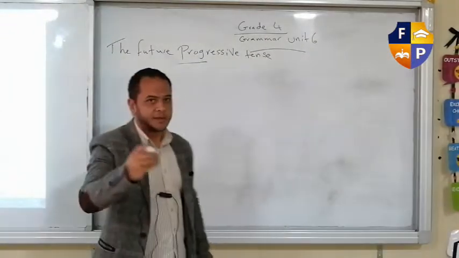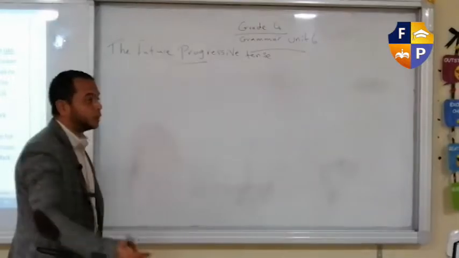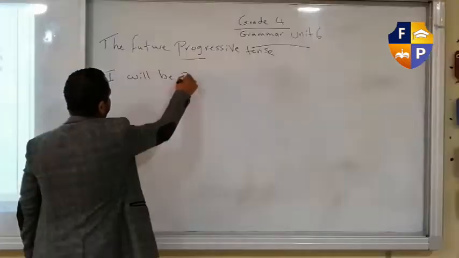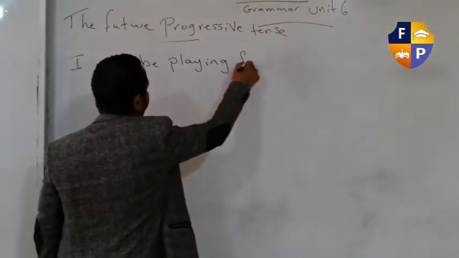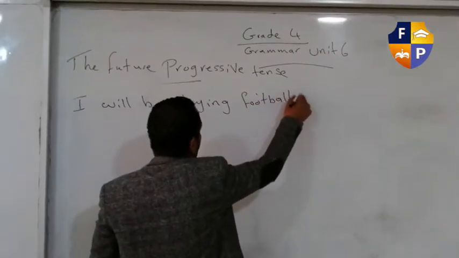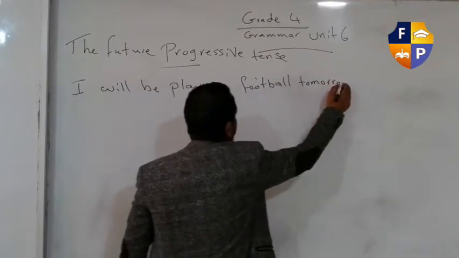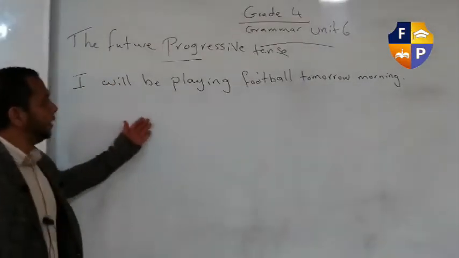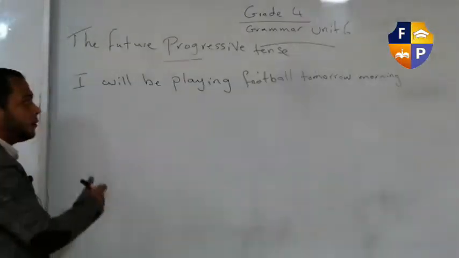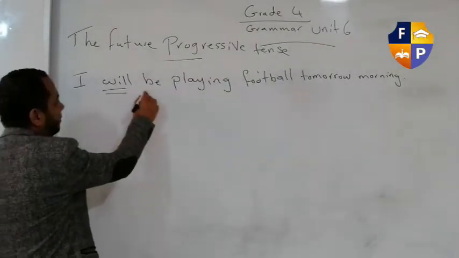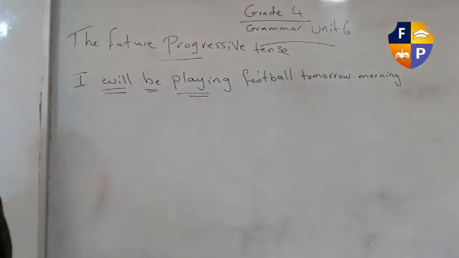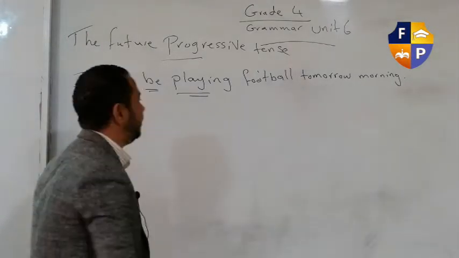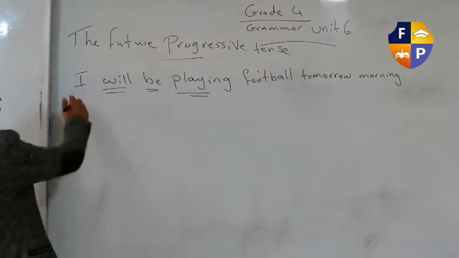What's the form of future progressive tense? I will write a sentence on the board and try to guess the form of future progressive tense. Look at this sentence. I will be playing football tomorrow morning. Here we have the form of future progressive tense. Will, be plus verb ing. So what's the form of future progressive tense? Will, be plus verb ing. This is the first form, the form of future progressive tense.